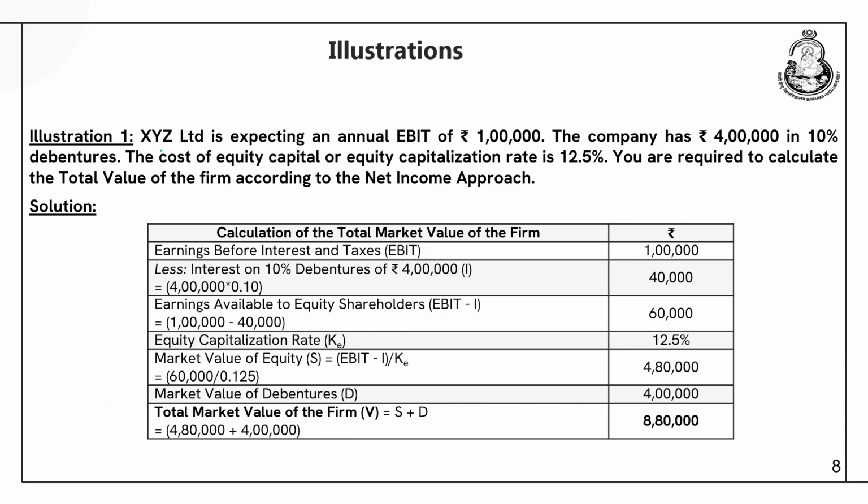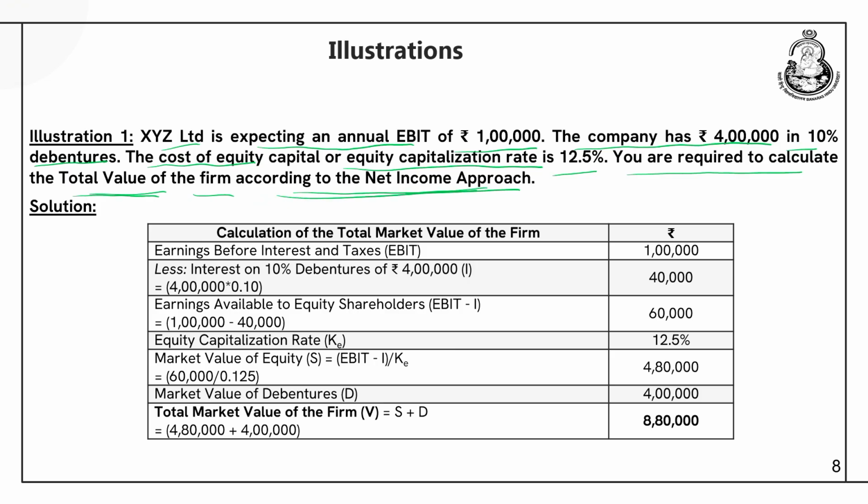So, illustration 1. XYZ Limited is expecting an annual EBIT of rupees 1 lakh. So, EBIT is given as 1 lakh. The company has rupees 4 lakh in 10% debentures. So, the debentures amount is 4 lakh and the rate of interest is given as 10%. The cost of equity capital, or equity capitalization rate, KE is given as 12.5%. Now, you are required to calculate the total value of the firm according to the net income approach, right.